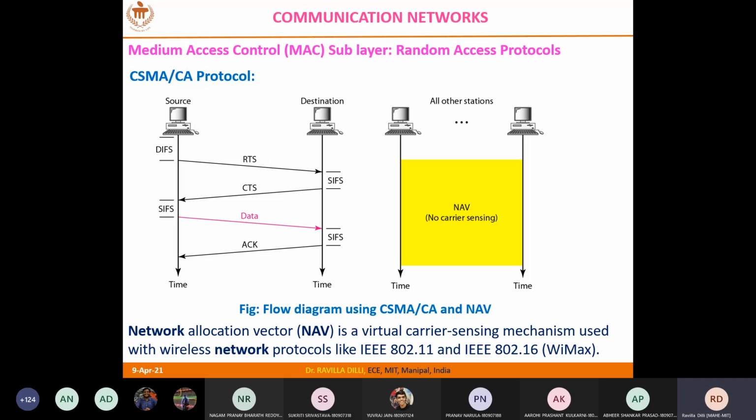Hello, I am audible. Yes, sir. We can hear you. Yeah. Can someone guess why the receiver is waiting for short IFS time before sending CTS to the sender?